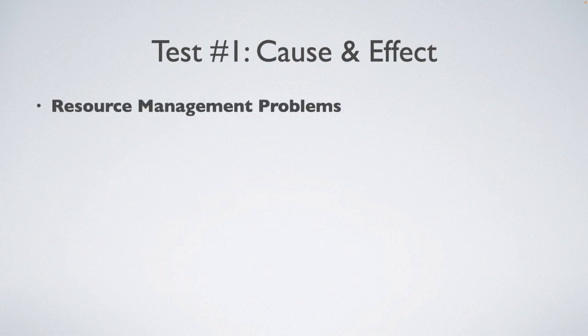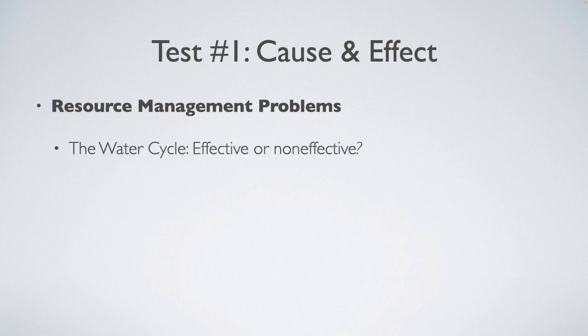So resource management problems come in four basic flavors. The first is a water cycle. Is it effective or non-effective? Effective water cycling on your property occurs when plants make maximum use of precipitation received. Evaporative losses are low, runoff is minimal or slow, and doesn't carry organic matter or soil with it, and the water-air balance in the soil is healthy.